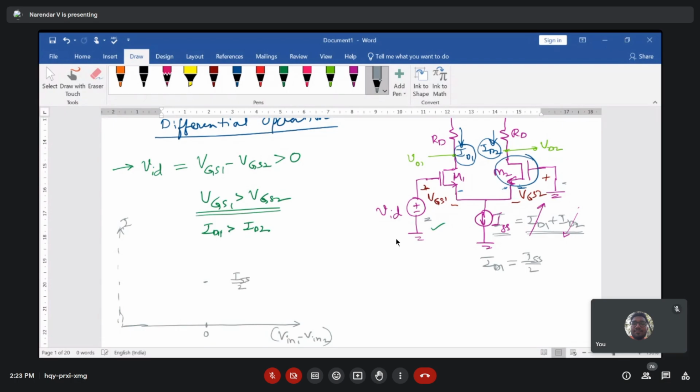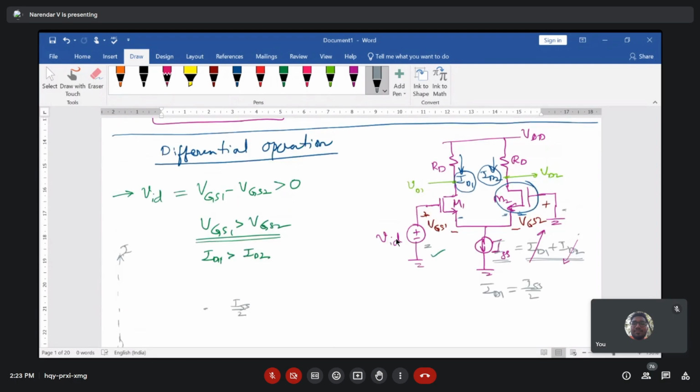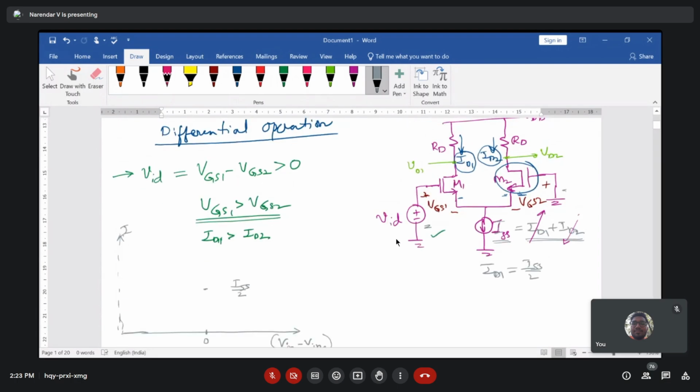This is your ISS by 2. Okay, and what is the maximum current that you can see in ID1 or ID2? But the configuration which is shown over here is definitely ID1 is greater than ID2. What is the maximum value of ID1? If ID2 goes to be 0, then definitely ID1 is becoming ISS. Consider that ID2 is equal to 0.